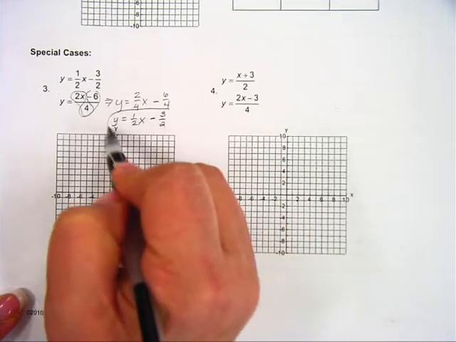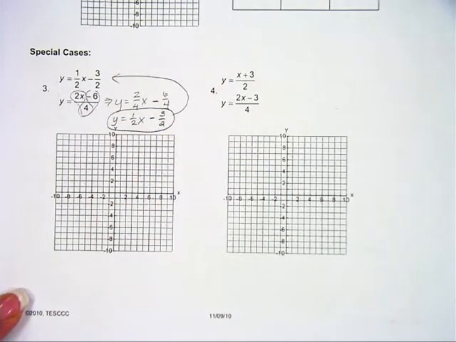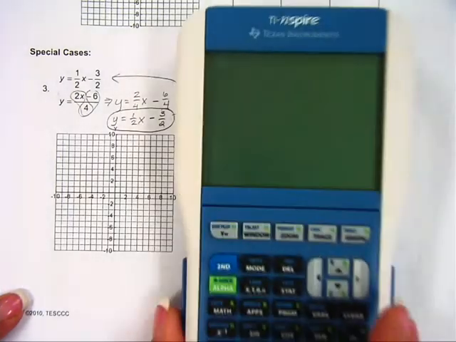Now look at this one and compare it to the one up here. What can you tell me? They're the same. So when we graph that, we expect to see how many lines pop up on our calculator? 1, because one's right over the other. Okay, let's do that and see what happens.